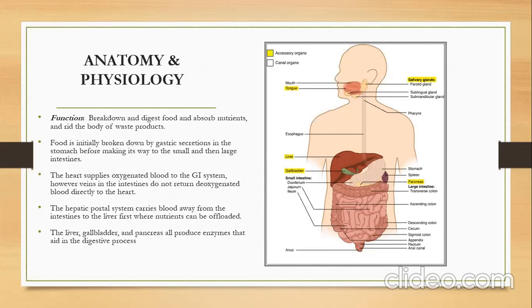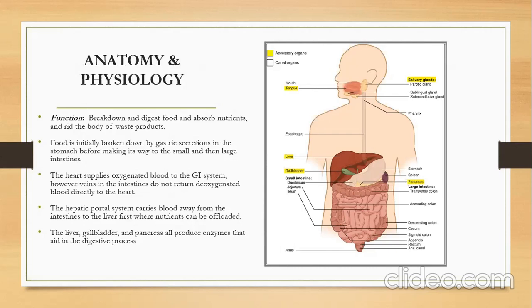So we will go through this piece by piece, talking about the canal organs and then also the accessory organs. The accessory organs make and secrete enzymes or chemicals that also aid in the breakdown of food and absorption of nutrients. So tonight we're going to talk about upper GI stuff. So that will include the esophagus and the stomach.